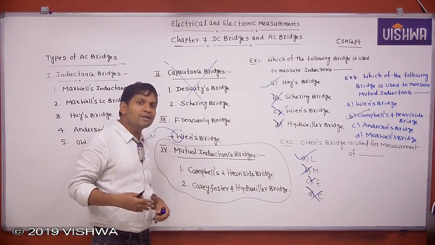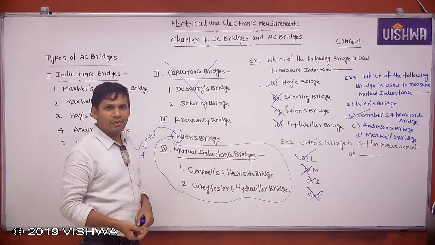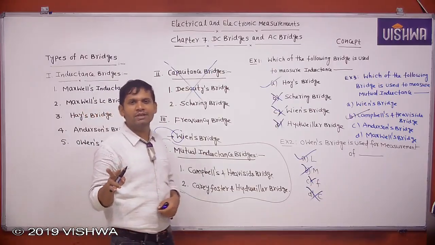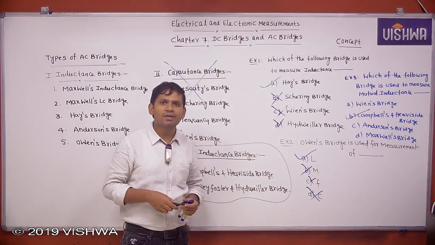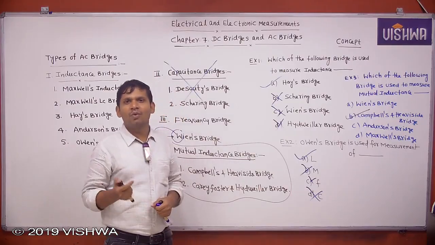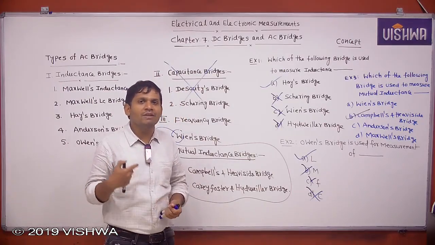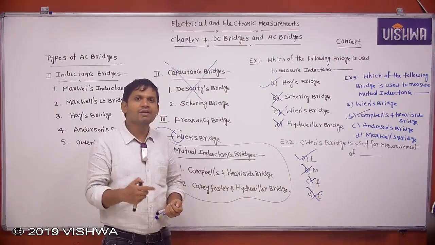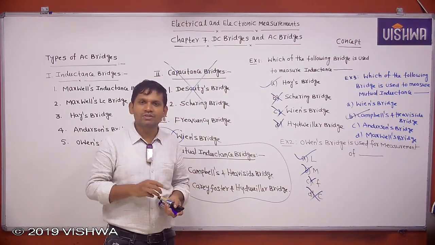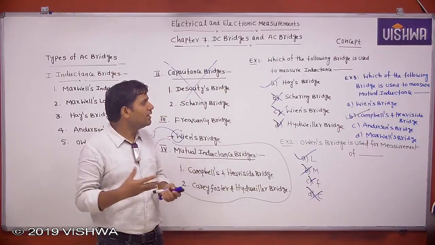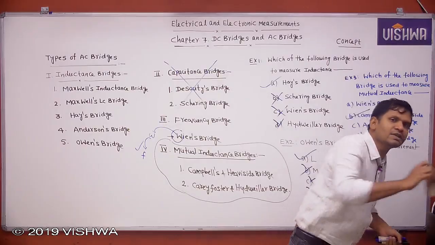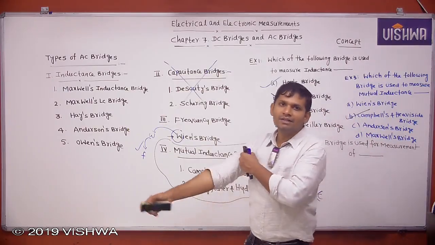Now I want to discuss in detail about each bridge. Before starting in detail about each bridge, mainly here I want to discuss 2 important factors. What is the quality factor, what is the significance of the quality factor, and what is the dissipation factor, and what is the significance of the dissipation factor. After discussing that, we will start in detail about each bridge. First we will start with the inductance bridges, then the remaining bridges we will see.